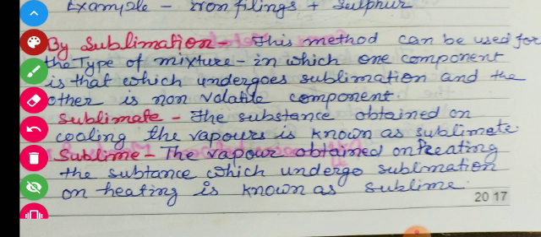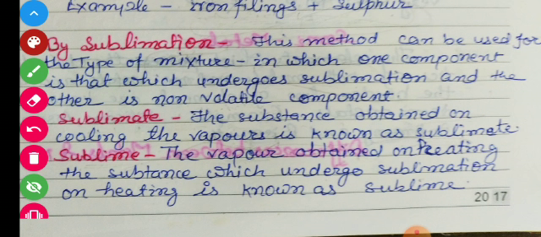The dish is heated gently, when the volatile substance changes to vapors. The vapors pass through the perforations of the plate and get collected on the inner cold surface of the funnel, and this is known as sublimate, and the non-volatile constituent remains in the dish. The sublimate can be removed from the funnel. Here we can take some examples of sublimation.